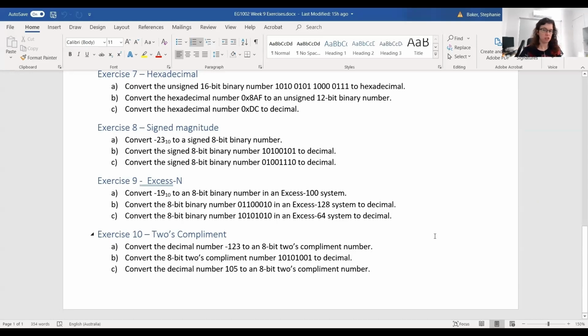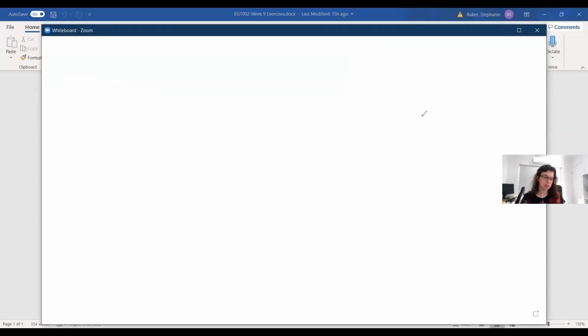So in signed magnitude, we're using a single bit to represent whether a number is positive or negative. So let's have a bit of a look at how this works. It's not a very commonly used system because it has a lot of issues when it comes to doing math with these types of numbers, but I'll show you how it works. So the first question within exercise 8 is to convert negative 23 base 10 to a signed magnitude number.